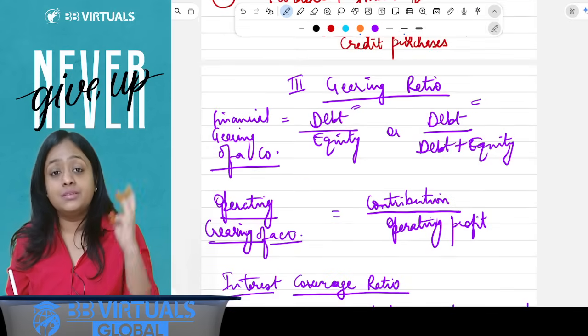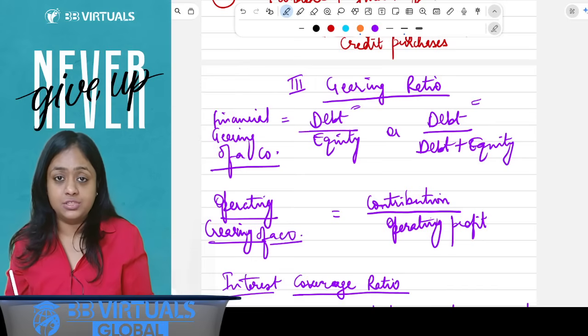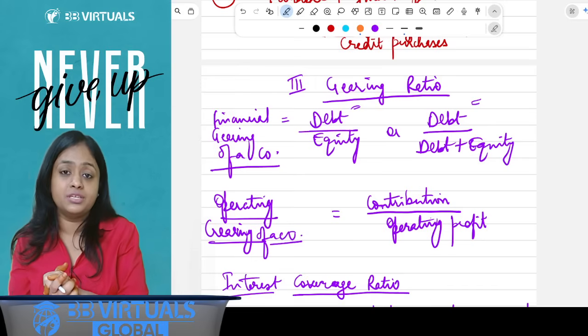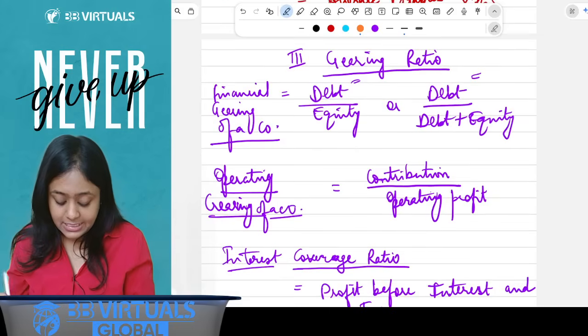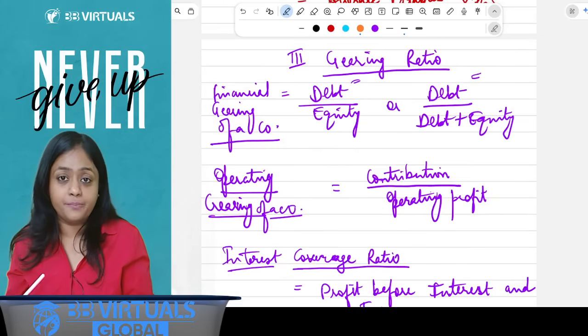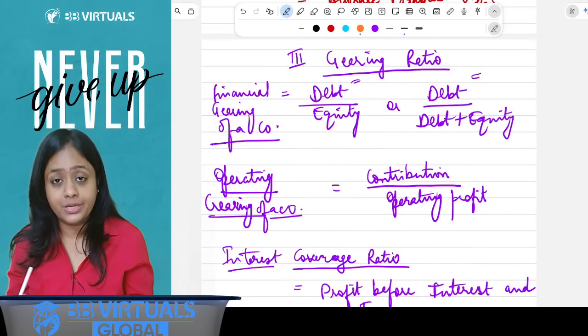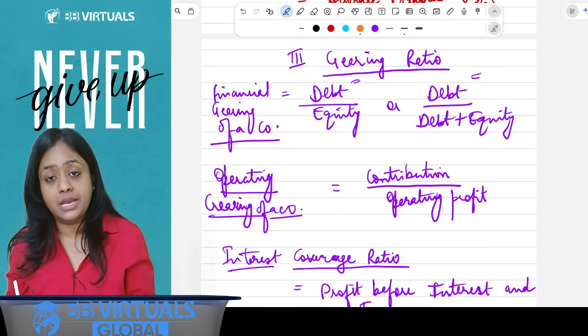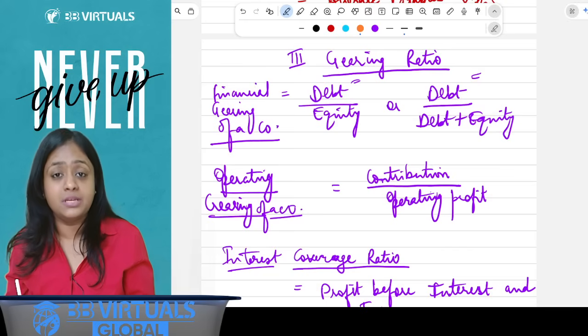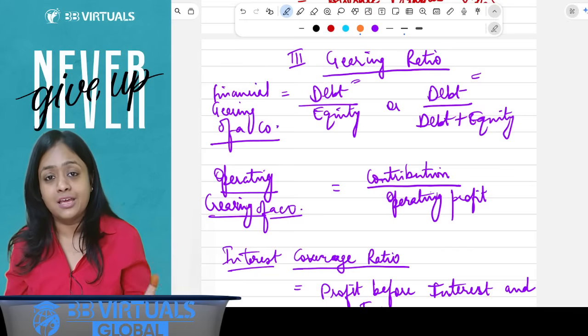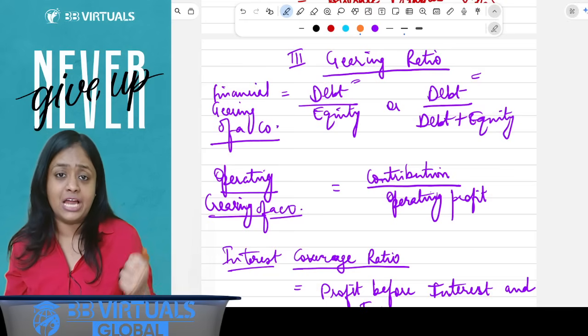Now we look at the third category, which is the gearing ratio. That simply measures the risk-taking ability of the company. So first I'll discuss the financial gearing of a company. That simply talks about debt and equity. So debt upon equity or debt plus equity. Either of the two ratios can be taken to measure financial gearing.